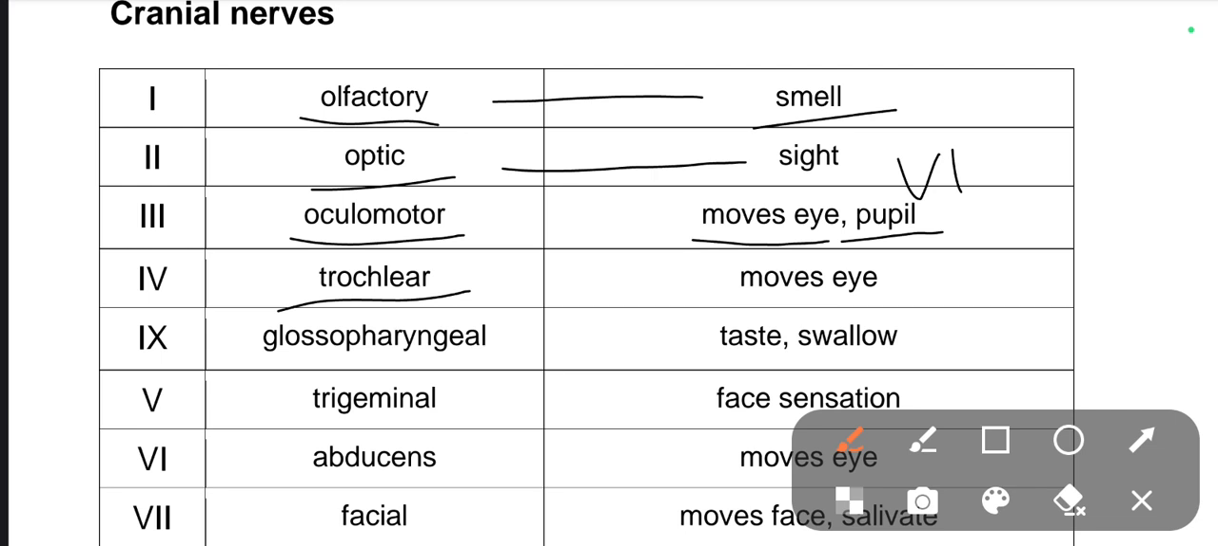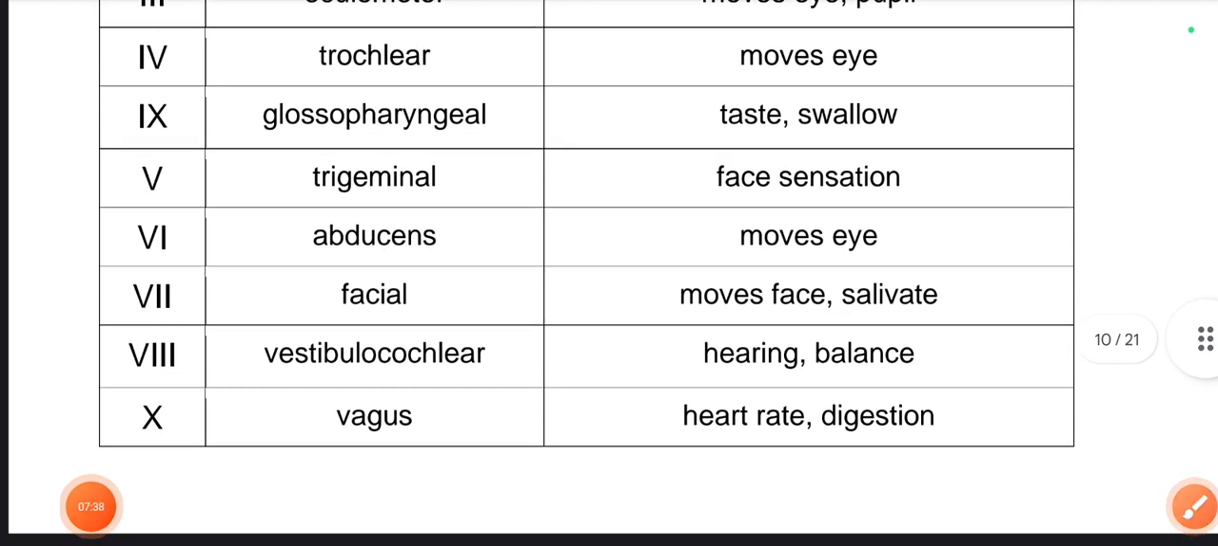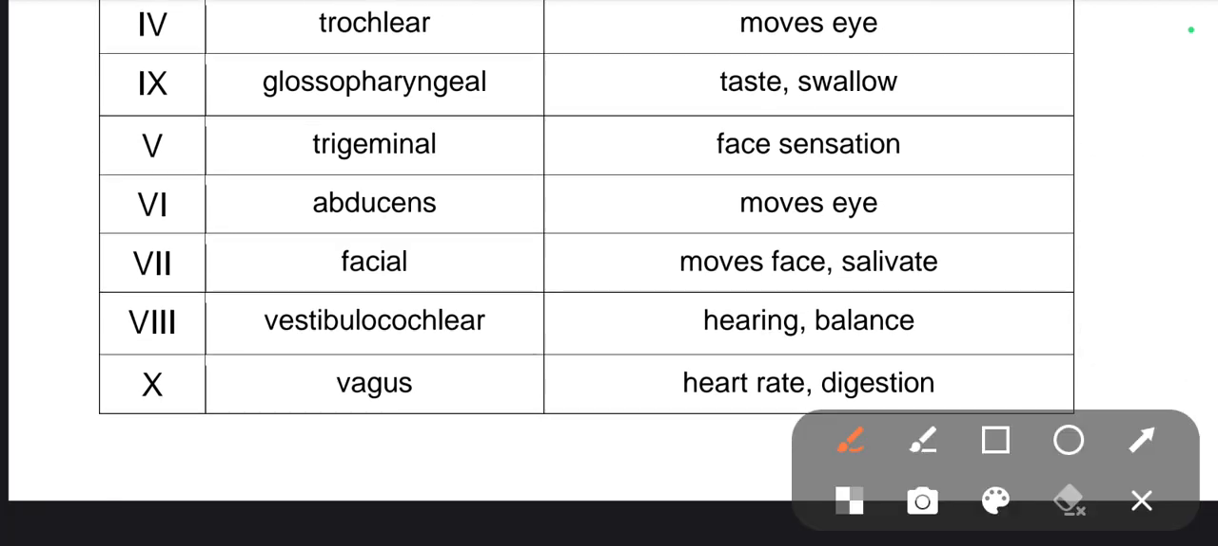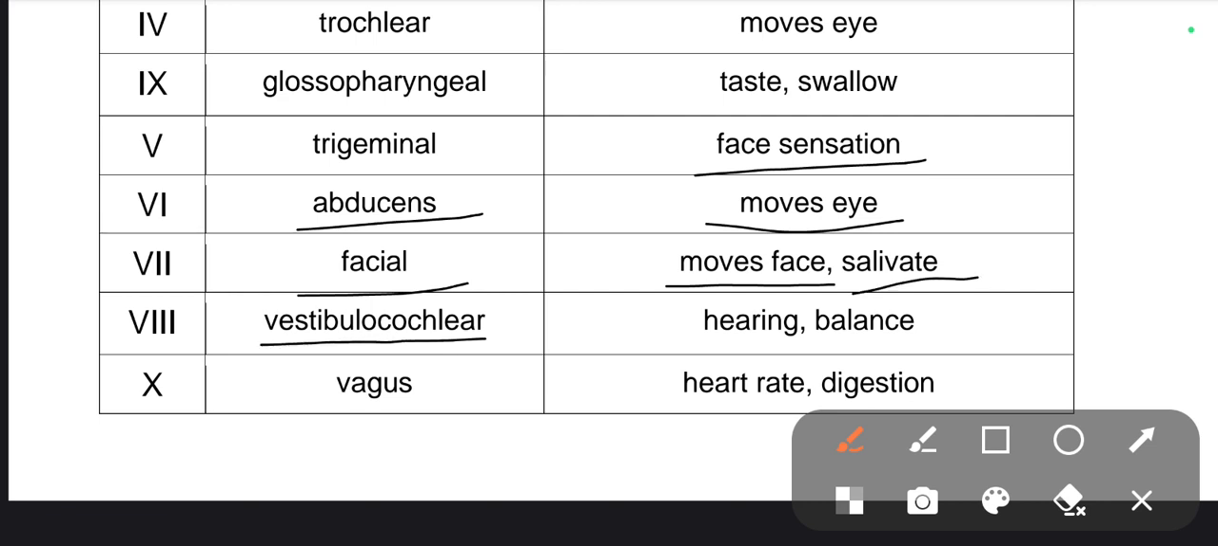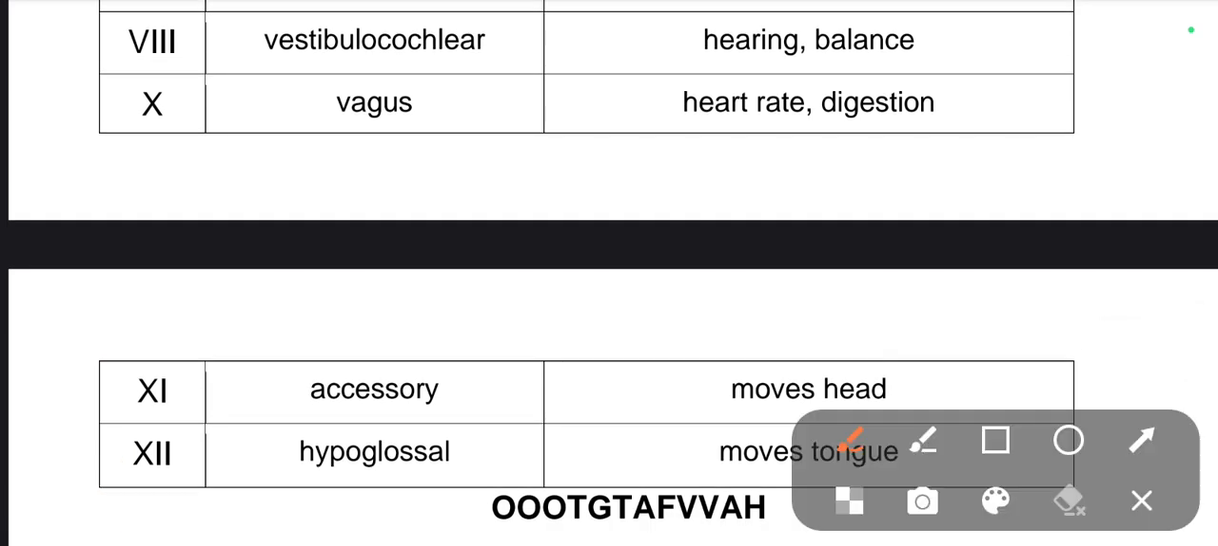also with the movement of the eyeball. Glossopharyngeal works on taste and swallowing, and trigeminal is the face sensation, and abducens is the movement of the eye. Facial is the movement of the face and salivation. Vestibulocochlear is for hearing and balancing, and the vagus nerve is responsible for the heart rate.